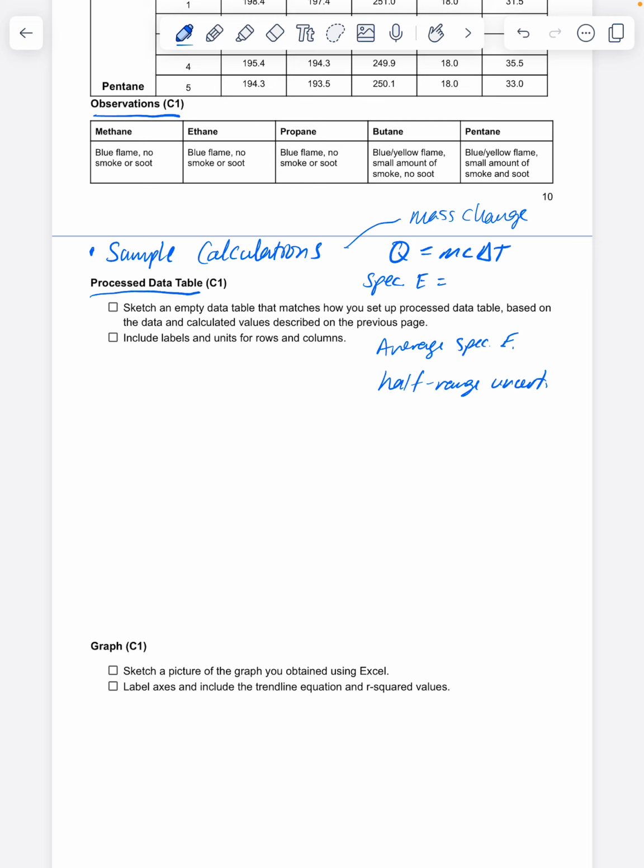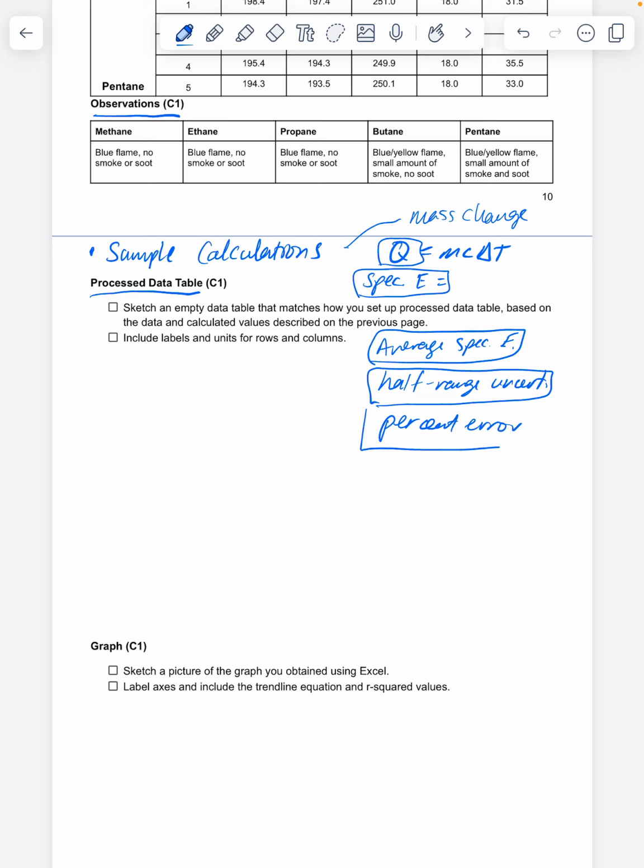Once you've shown one sample calculation for each kind of calculation, you should have a process data table. So this summarizes all of the processed values. So it would show all of the Q values, the energy values that you calculated. It would show all the specific energy values that you calculated. It would show the average specific energies for each fuel, and it would show the half range uncertainties for each fuel. One I left out, percent error.